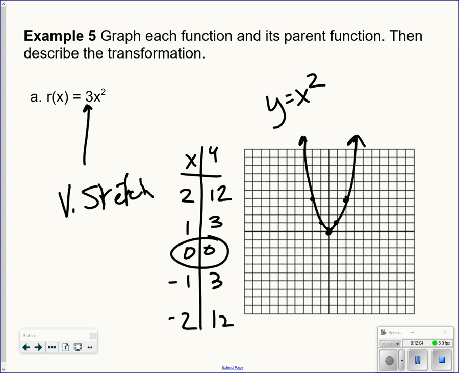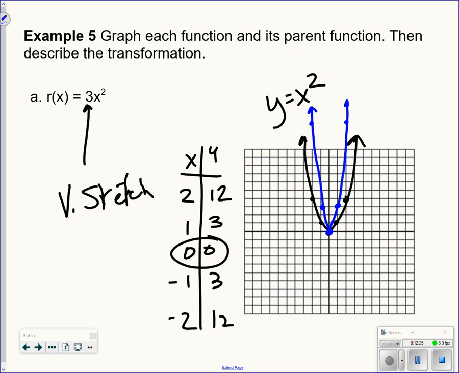So now graphing those. Notice it didn't move the vertex. So 0, 0, still the vertex. 1, 3, and 2, 12. So notice it is stretching this graph vertically. Okay, it's taking the points on the graph and multiplying it by 3.